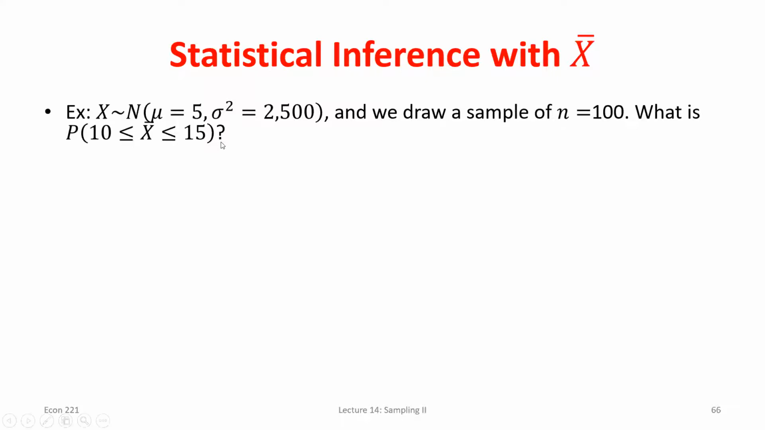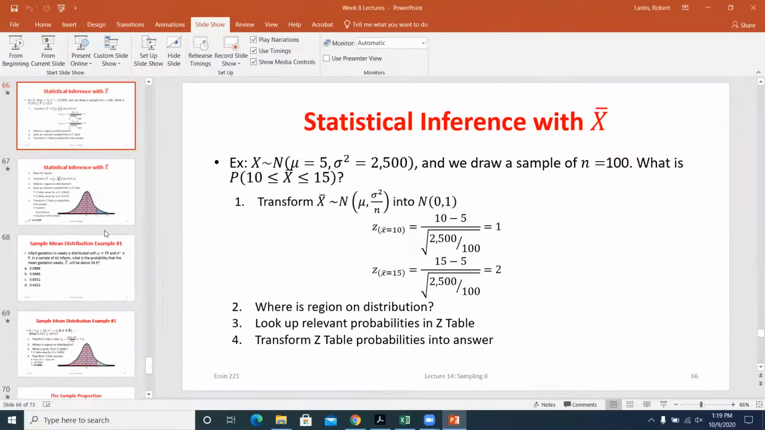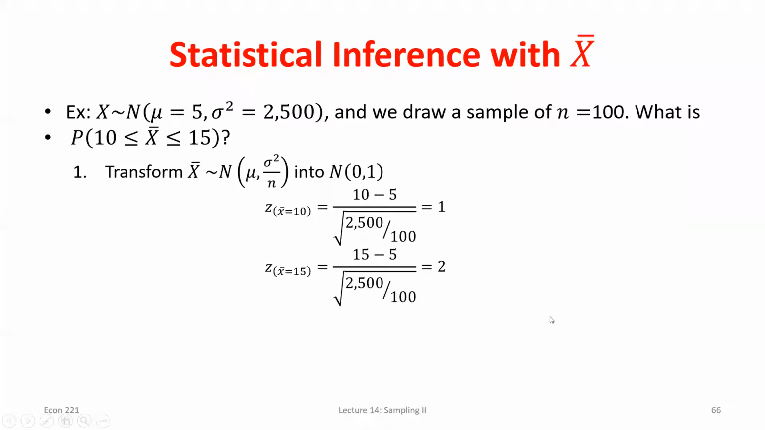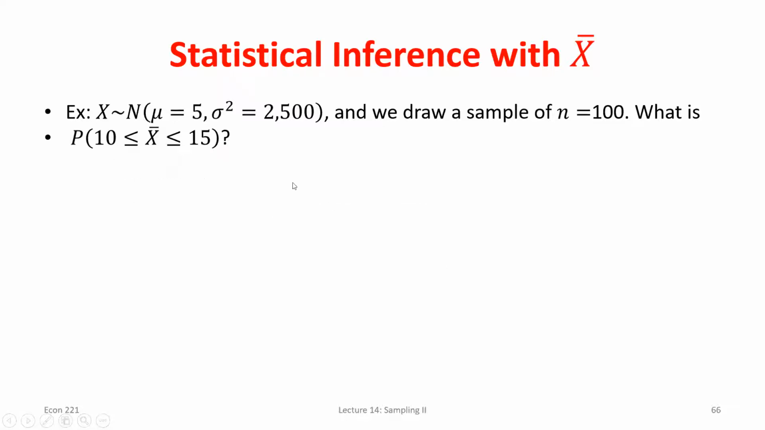Now, there's something weird going on with these slides, so it looks different on my computer. I just want to make sure you can see this. This is the sample mean. It kind of just looked like X before because it was running into the line above. But we're looking at what's the probability that the sample mean we see from this sample of size 100 is in between 10 and 15, okay?